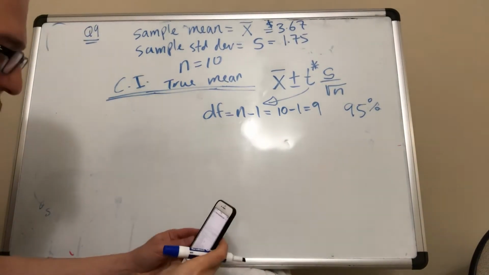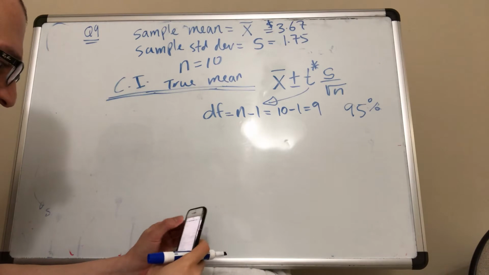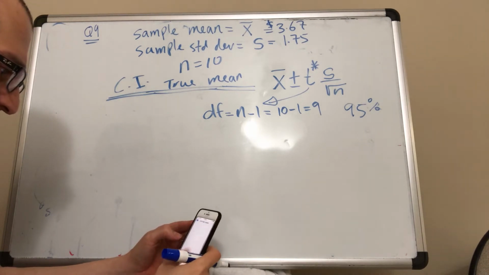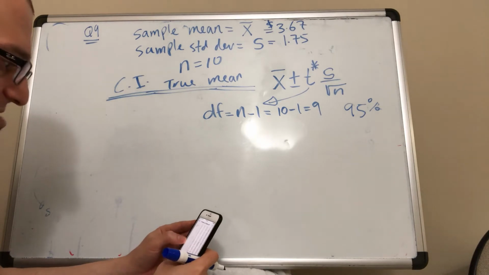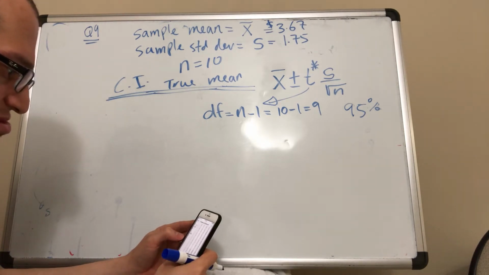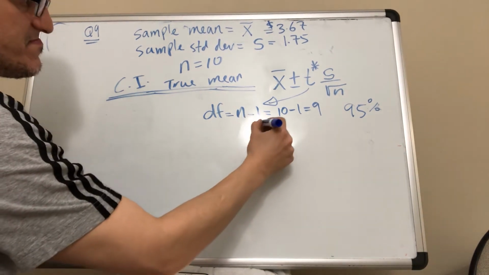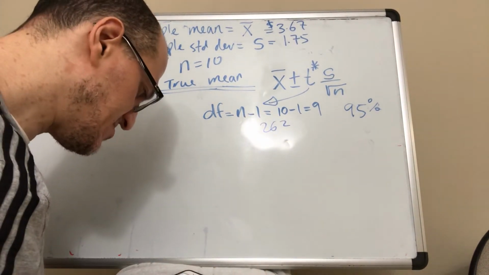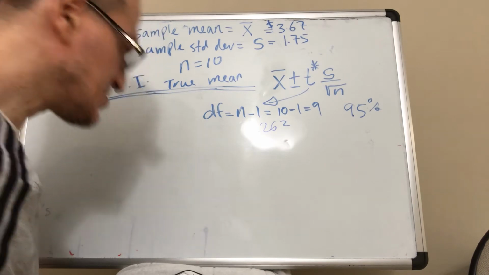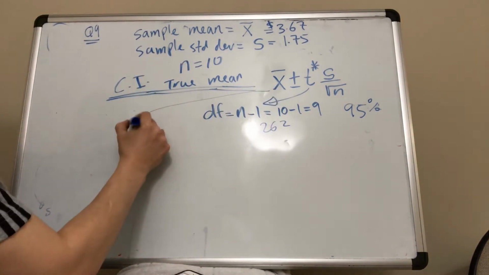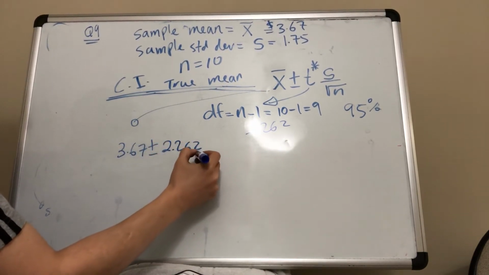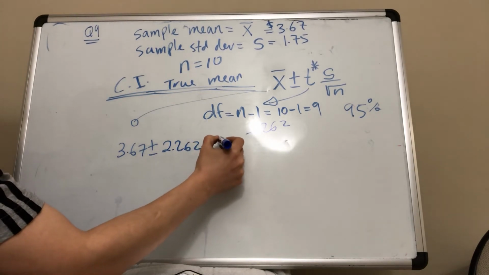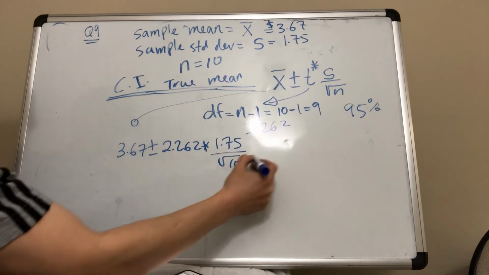So you go to your T table, degrees of freedom 9 with 95%, and the number is 2.262. Then you put everything together. The average is 3.67, your T number is 2.262, the standard deviation is 1.75, and it's over the square root of n.